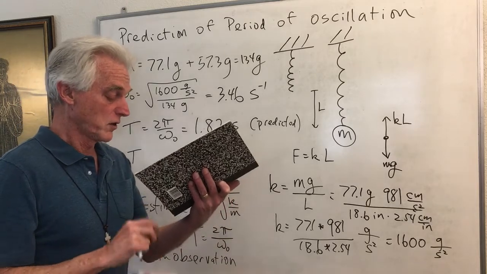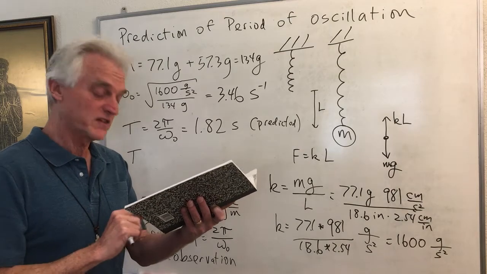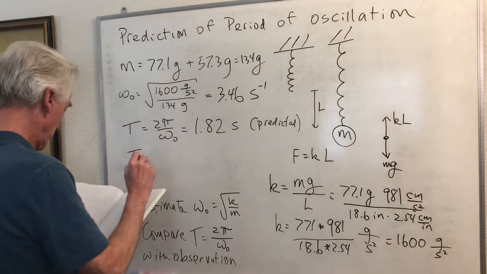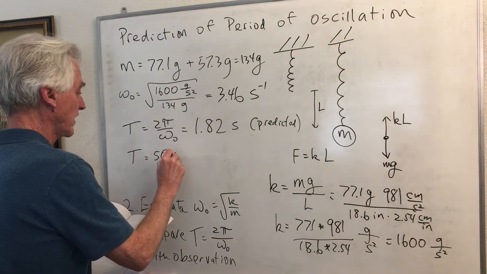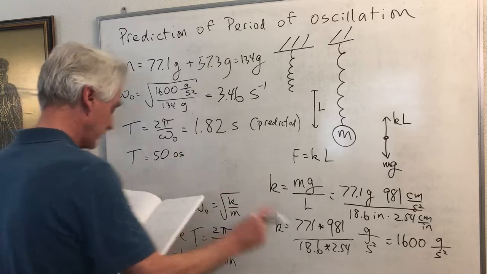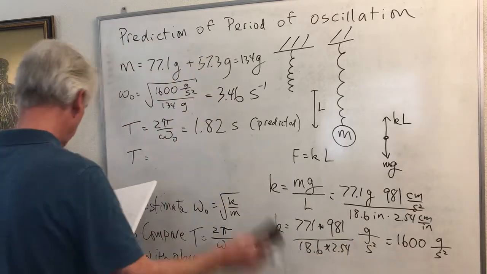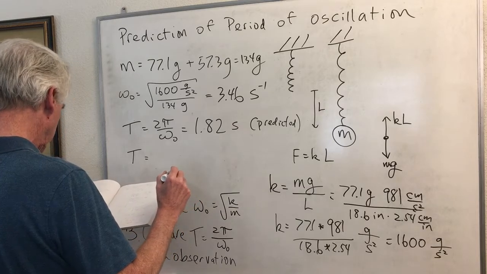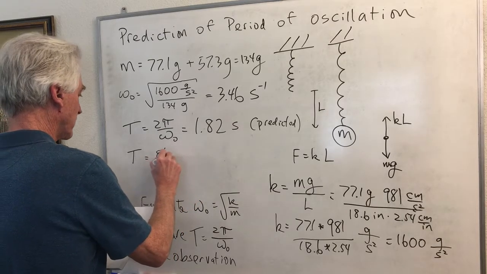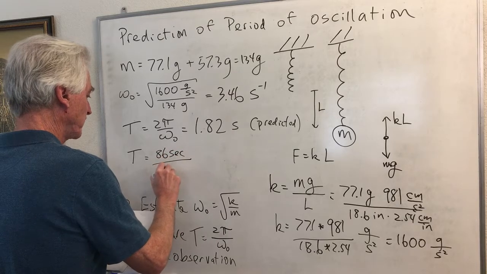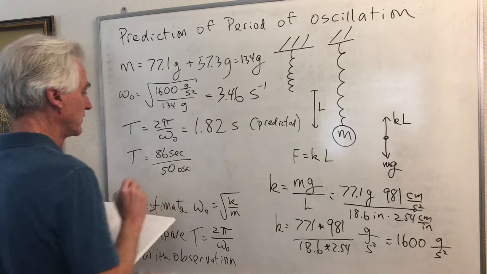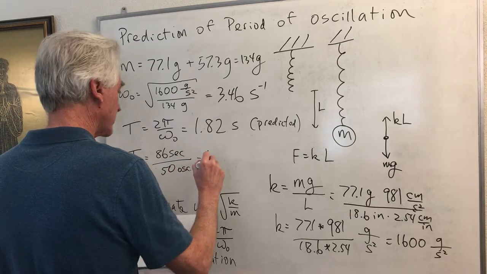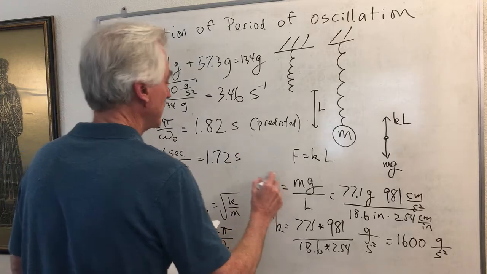In fact, when I did actually 50 oscillations, it took 86 seconds. Sorry, I want to do it the other way around. I want a time. I actually got 86 seconds, and I actually did 50 oscillations, and that gives 1.72 seconds, and this is observed.